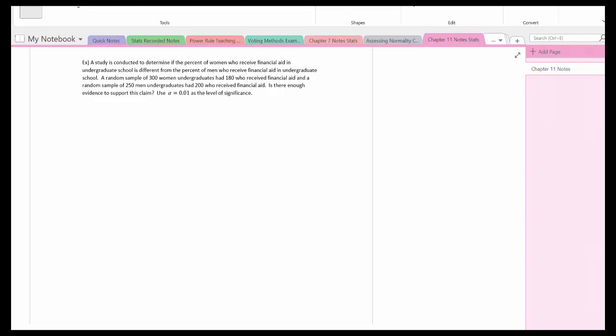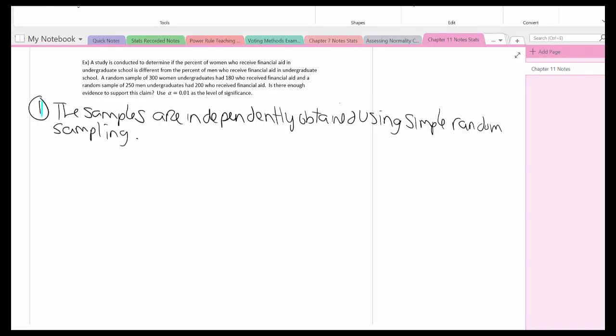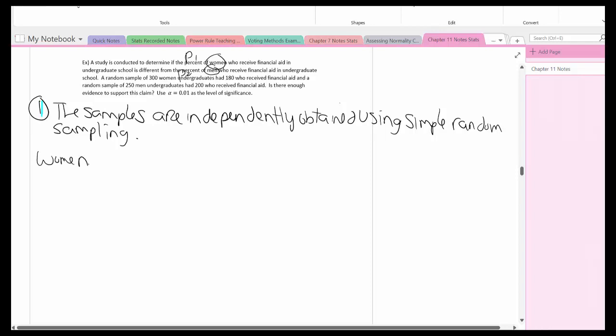Okay, so let's write out the very first condition. So the samples are independently obtained using simple random sampling. So again, when we take a look at this, I will do the women as P1, and I will do the men as P2. Okay? So let's do the women first. So that'll be P hat 1. That will be 180 divided by 300. As a decimal, that is 6/10. So I'm going to write the next two conditions down for the women.